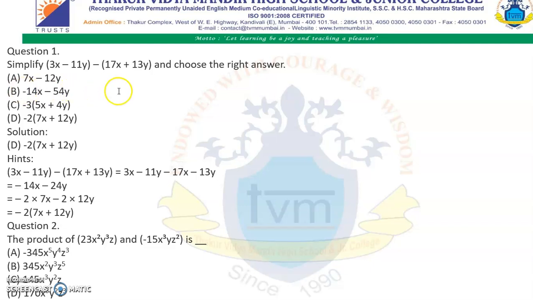Now simplification questions are there. Options are given here. You have to choose the right answer. In bracket 3x minus 11y minus 17x plus 13y. You open the bracket, bring the like terms nearby, and then you have to solve.